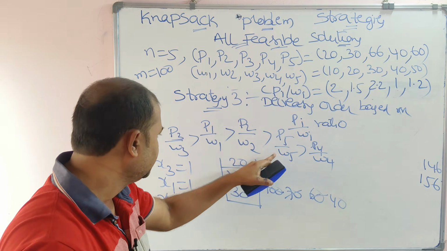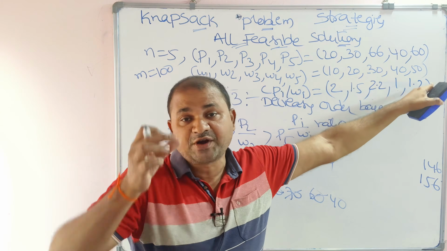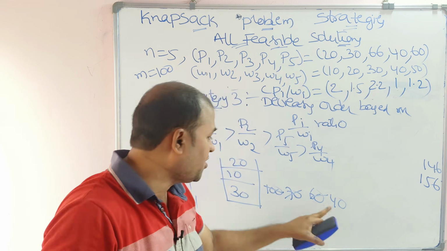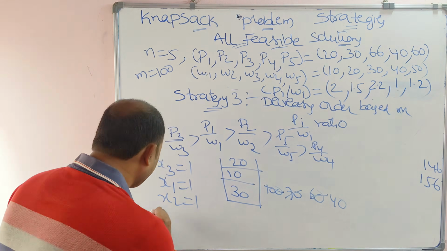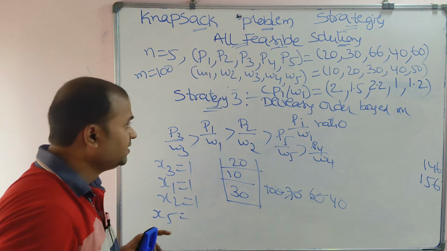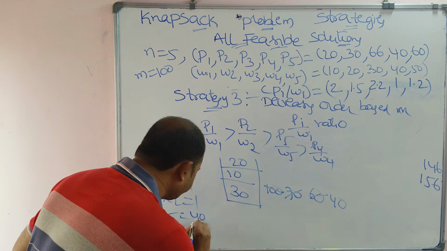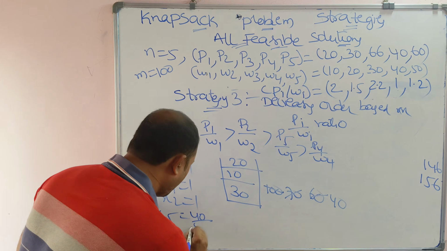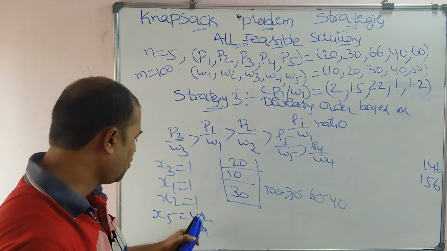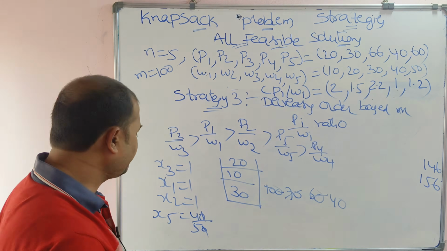Next, fifth object. But what is fifth object weight? 50. We can't place 50 kg of the object in 40 kg of the knapsack. So what is x5 now? x5 equal to remaining size of the knapsack, that is 40, by actual weight of the object. What is fifth object weight? 50. So 40 by 50 means 4 by 5. 4 by 5 means 0.8. We can write it as 0.8 or 4 by 5 also.